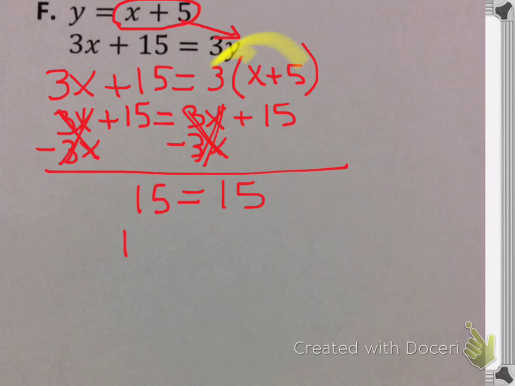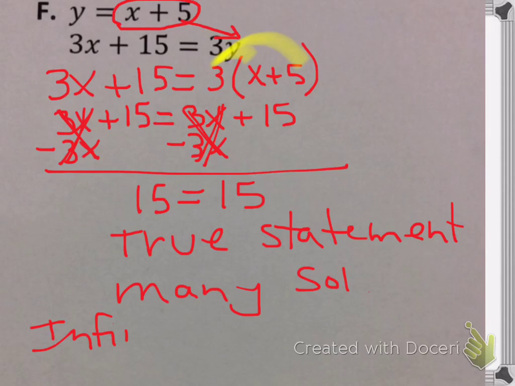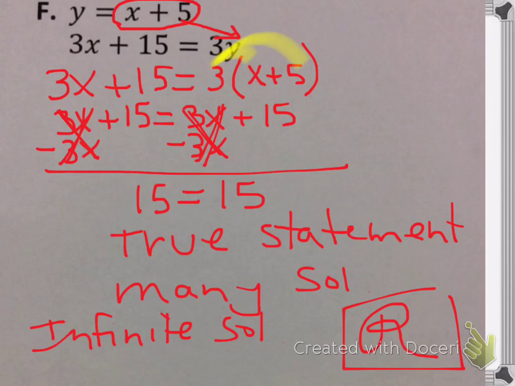When that happens, that was a true statement. And when I have a true statement, I have many solutions. You can write many solutions. You can write infinite solutions. Or if you want to be lazy like me, you make the cursive R for all real number solutions, and you can leave it just like that.